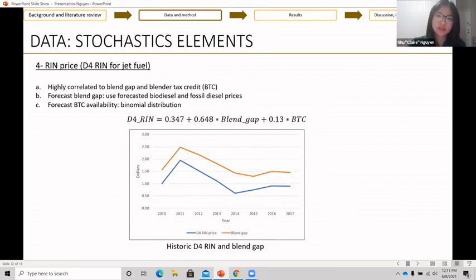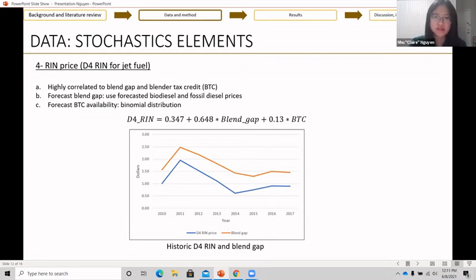The final stochastic element is the RIN price, and in particular the D4 RIN price for jet fuel. So we figure that the historic D4 RIN price is highly correlated to the blend gap and the availability of the blender's tax credit. The blend gap is just the difference between the price of biodiesel and the price of fossil diesel. And this is the relationship between the historic RIN price and historic blend gap and availability of BTC. So in order to forecast the RIN price, we just need to forecast the blend gap and the BTC availability. For the blend gap, we simply use the forecasted biodiesel and fossil diesel prices.